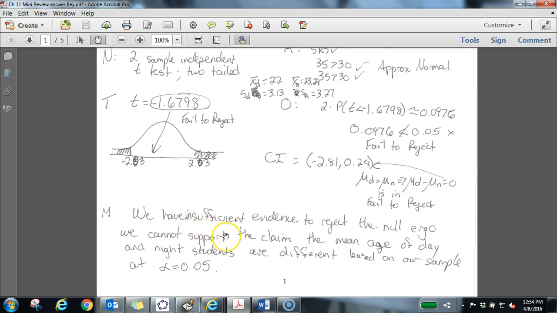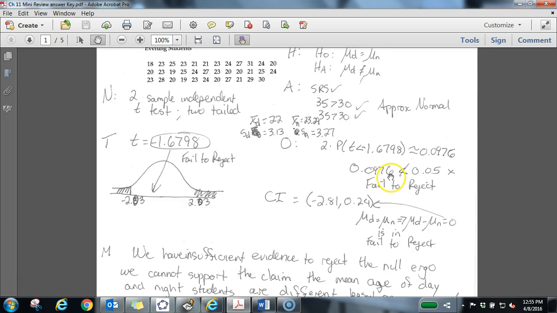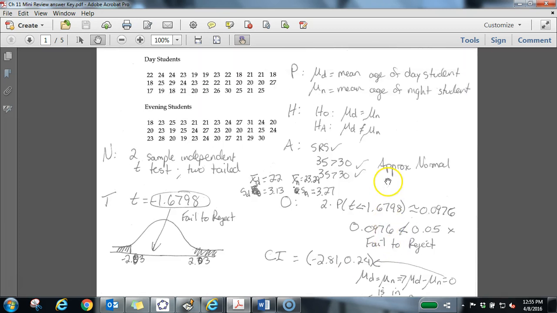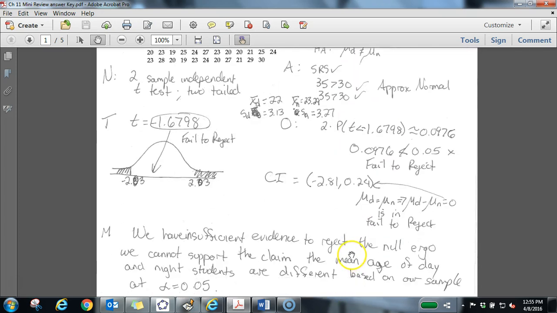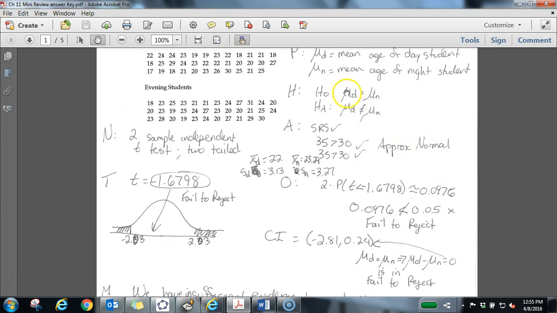Ergo, we cannot support the claim the mean age of day and night students are different based on our sample at alpha equals 0.05. So even though we had a low p-value, it wasn't low enough to say that they are different. So we're sticking with that they are same. The p-value, 9.76%, is the probability that the two sets are the same based on our mean, or the two means are the same based on the data that we have.